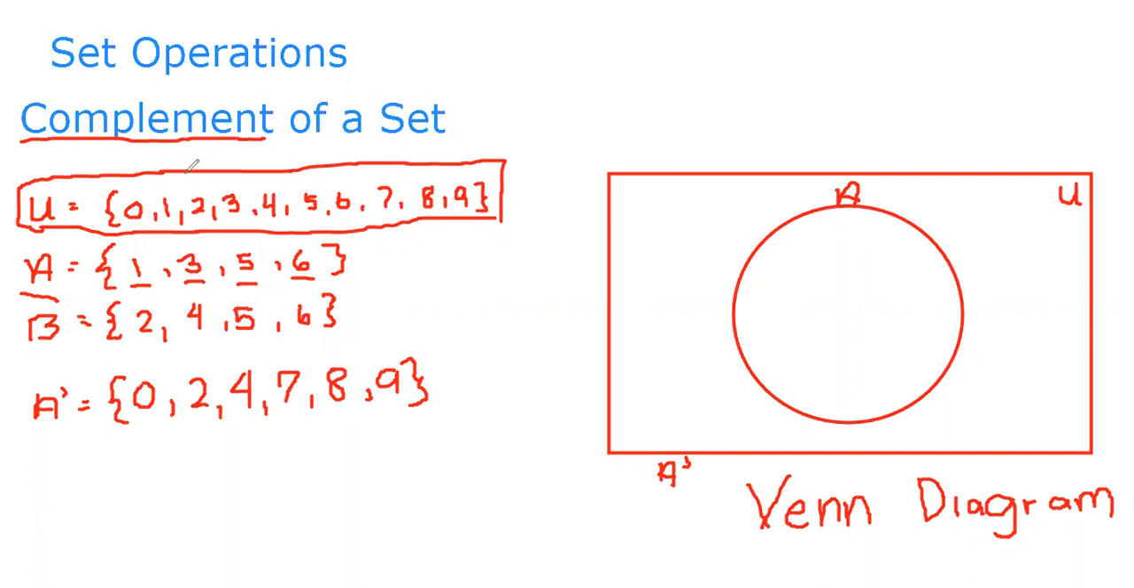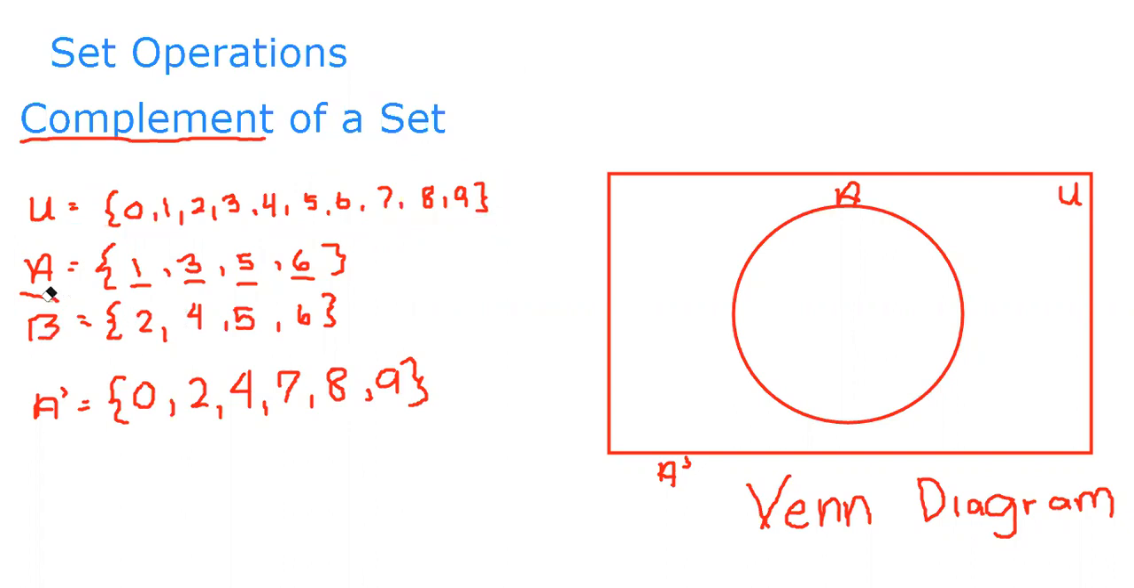And we're going to look at the universal set. Okay? Sa universal set lang tayo titingin. Hindi tayo titingin kay set B or any other set. Okay? So, A complement natin is 0, 2, 4, 7, 8, 9. Because these elements are not in the set A.